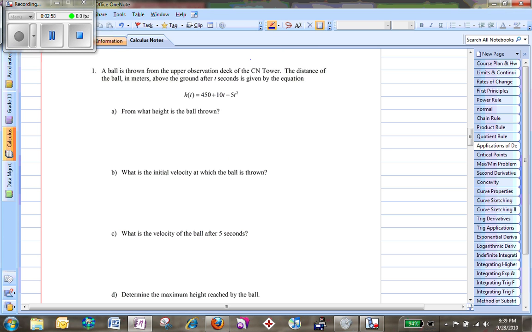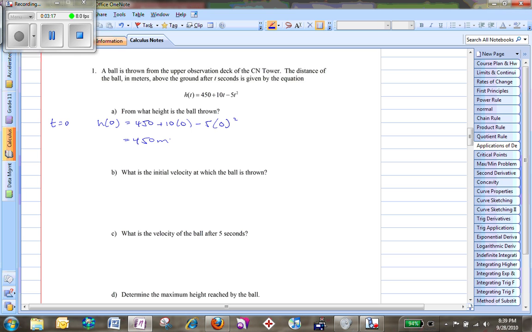From what height is the ball thrown? Meaning at the beginning, at the initial time. So I know that t is 0. So I want to find the height at 0, which is 450 plus 10 times 0 minus 5 times 0 squared, which is 450 meters.